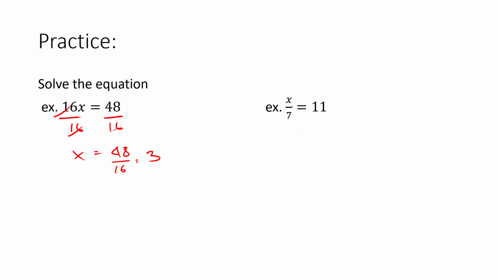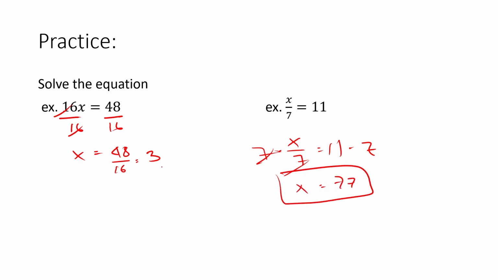Now we move on to x over 7 is equal to 11. Okay, I'd like to rewrite this. Multiply both sides by 7. The 7 cancels out. You're left with x is equal to 77. And those should have been your two answers, okay?